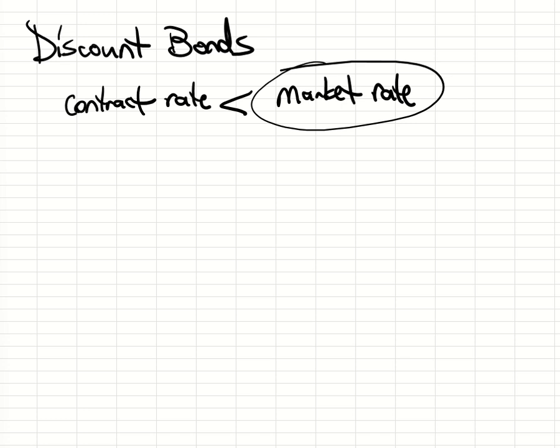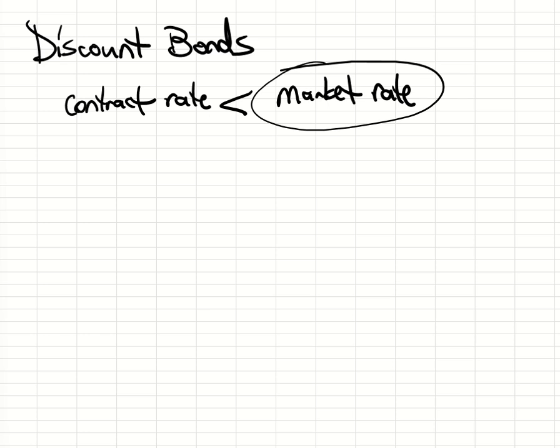Okay, so now what does this whole differences mean? The contract rate and the market rate. So why is it that a contract rate, if it's lower than the market rate, why is it labeled as a discount? And why is there a difference? Okay, so I want to first explain the why. Why is there a difference?